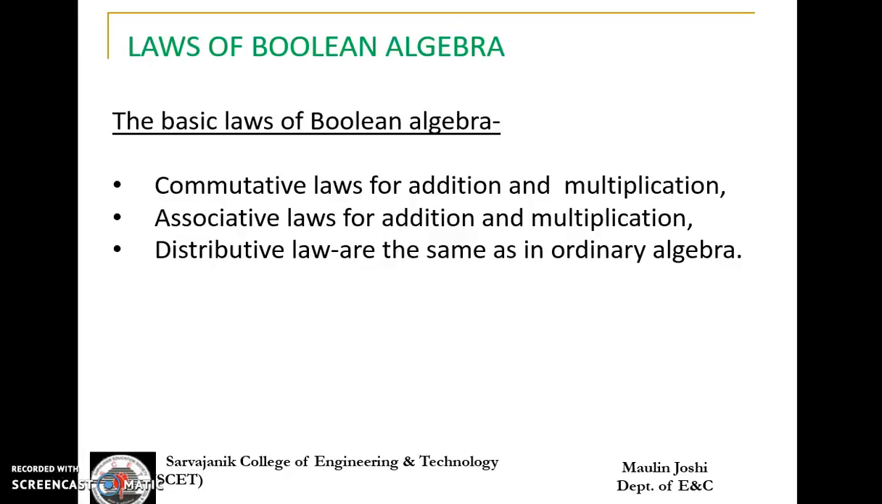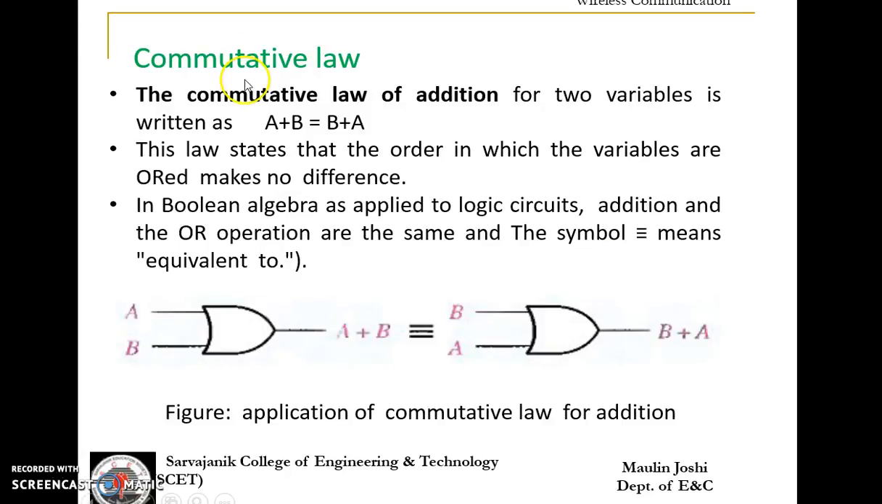Laws of Boolean algebra. The basic laws of Boolean algebra are the commutative law for addition as well as multiplication, associative laws for addition and multiplication, and the distributive law, which are the same as in ordinary algebra.